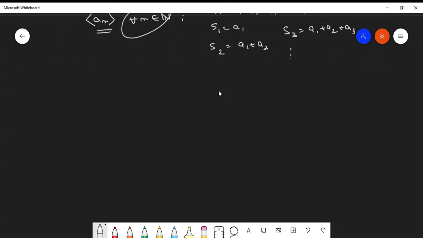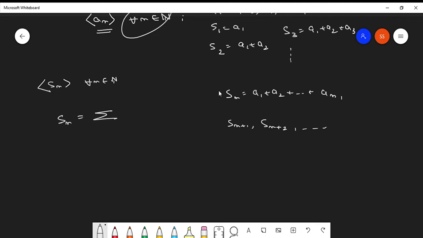We keep on doing this. So you have S_n as a1 plus a2 till a_n. Then you have S_(n+1) in the following way, and S_(n+2) in the same manner, and so on it continues. So we form a sequence of these partial sums, for all n belonging to natural numbers, and the nth term of this sequence is the summation over k equals 1 to n of a_k, a subscript k. This is the nth term of this sequence.